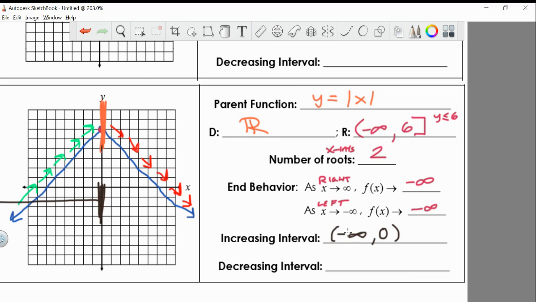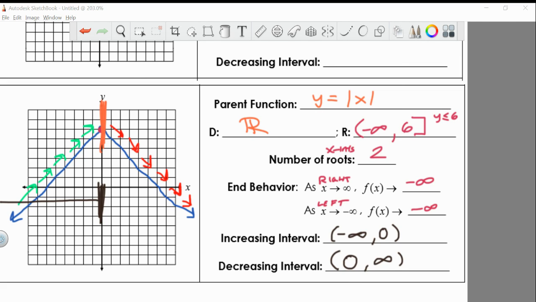But this is easy. Once we get the first one, for the rest of them we're just going to use this same number 0 again, right? Because we're going to stop increasing and start decreasing at the same place. We're going to say 0, but we're not going to include it. We're going to have to put parentheses there, and there's our decreasing interval, right?